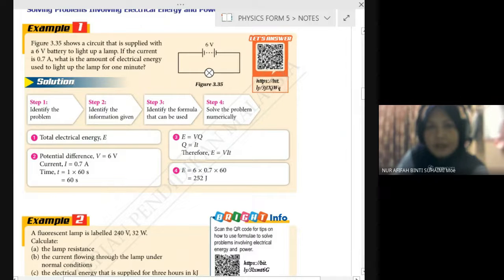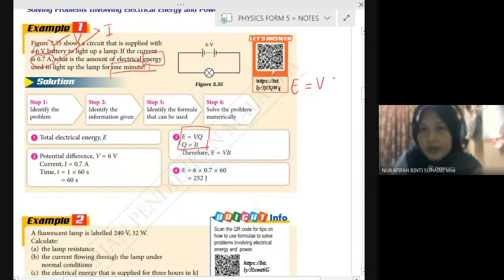We have 6 volt battery to light up a lamp. If the current is 0.7 ampere, what is the amount of electrical energy used for 1 minute? Okay, so use the equation. Look at number 3, E equal to VQ. Dia nak cari E kan, dia bukan cari power. Kalau dia nak power, we can determine the power because here we have V and we also have I. But now the question was energy in 1 minute. So energy E equal to VQ.